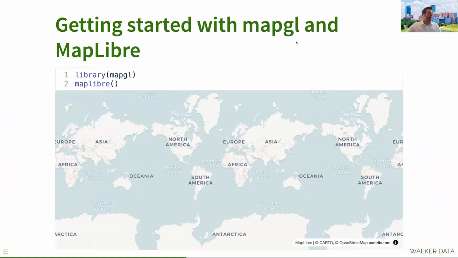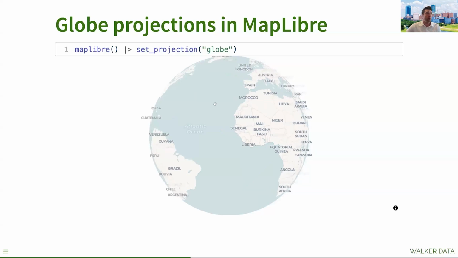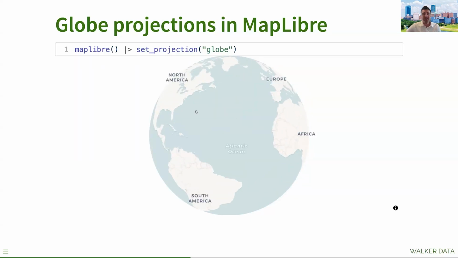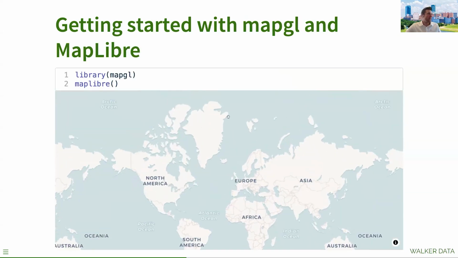So as of version 5 of MapLibre, one of the main reasons I actually wrote mapgl was I really wanted a globe projection for my maps. I just had a lot of trouble using Mercator for international mapping, because, again, if you look at it in a Mercator projection, it's the Greenland problem, right?